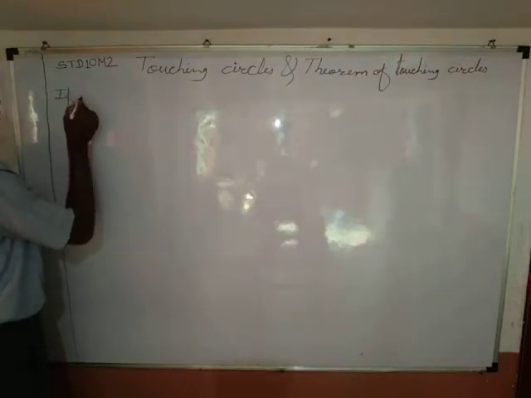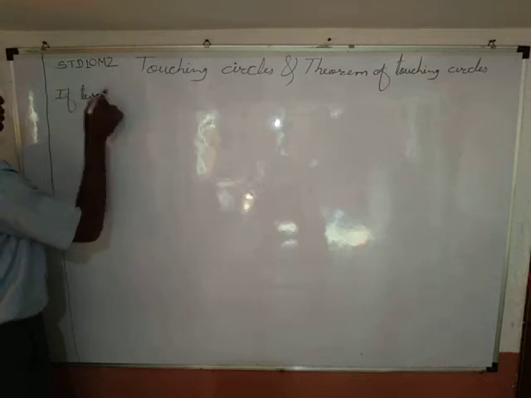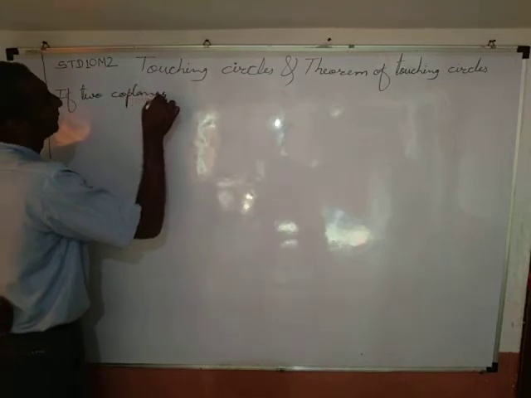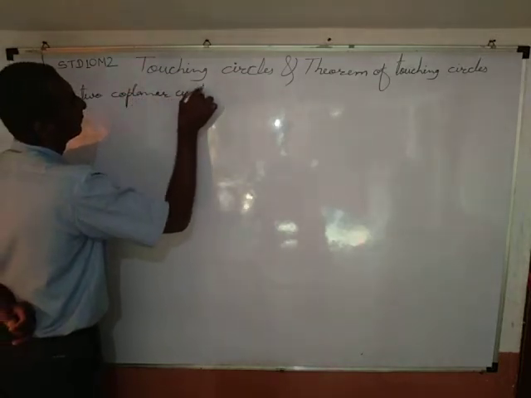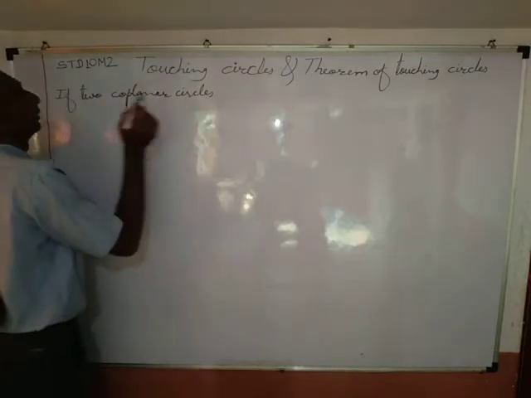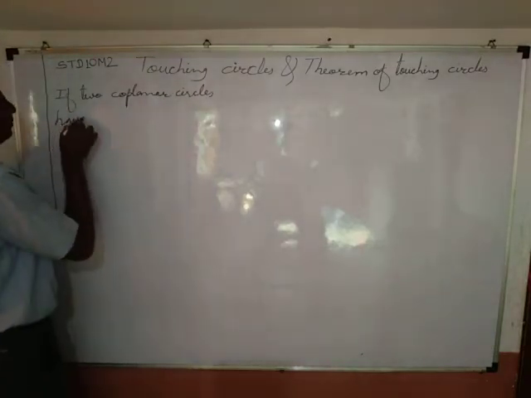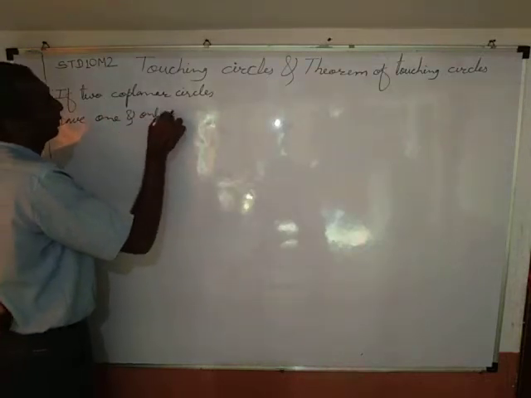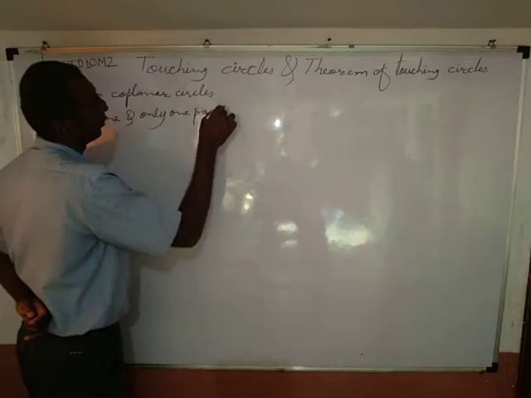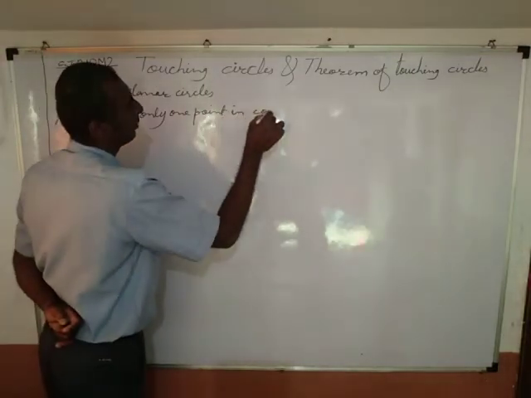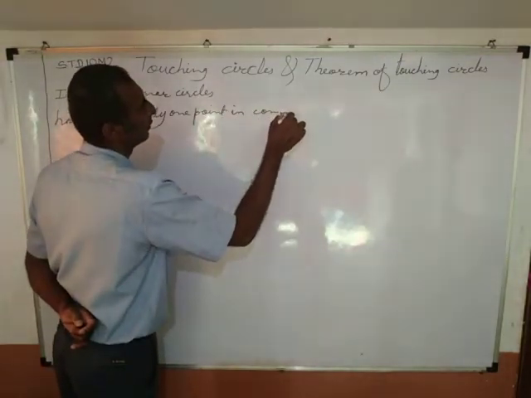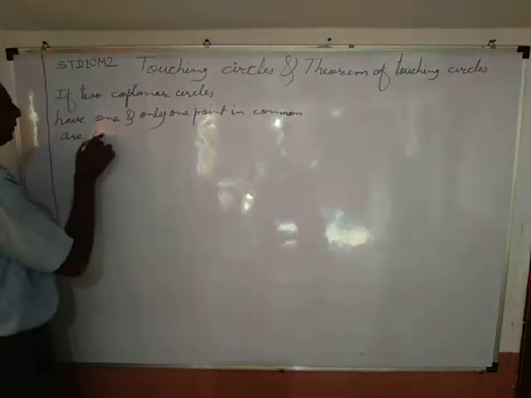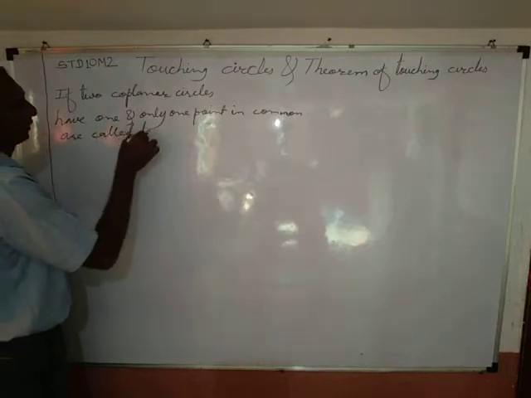If two coplanar circles have one and only one point in common, they are called touching circles.